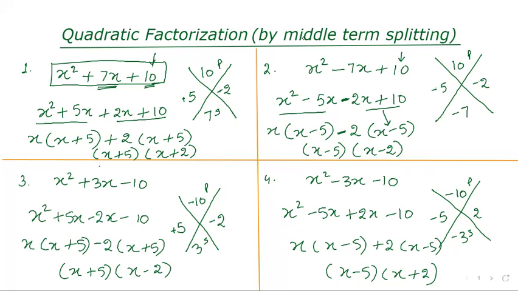So we can see here, the middle term is positive and the bigger term is also positive. And in this case, the middle term is negative, so the bigger term is negative here. So remember, the bigger term will carry the sign of the middle term, right? Okay, so now we'll practice a few more questions of the same kind. All right, so here we go.